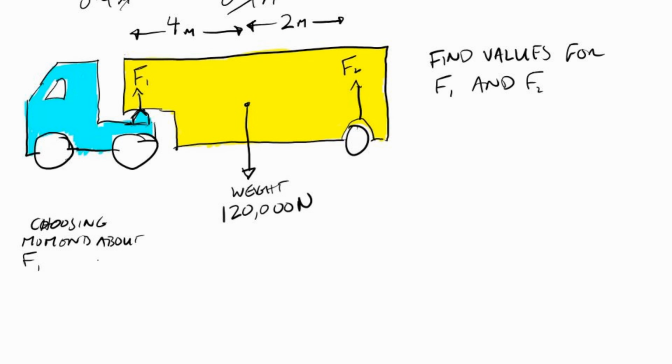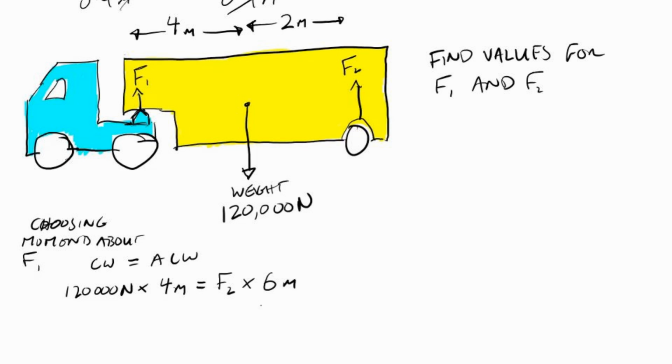Well, what does that give us? We have our clockwise moments equal to the anti-clockwise moments. And our clockwise moment is 120,000 newtons, force times distance, which is 4 meters. And that has to be equal to the anti-clockwise moment, which is mystery F2, multiplied by the distance to F1, which is 6 meters.